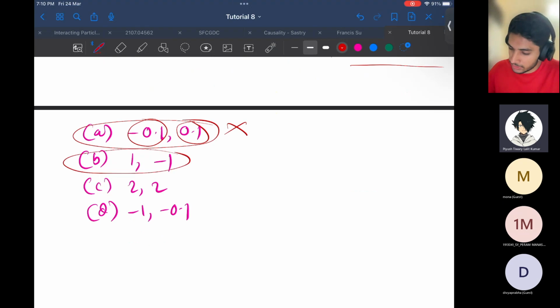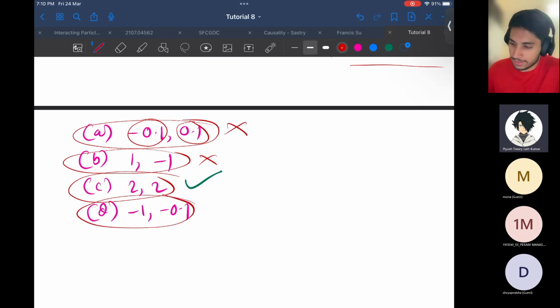Will option B suffice? This will also not suffice because one is positive, another is negative. Will option C suffice? Well, this will work, because both of them are positive. So this is possible. I don't care what the value is, but both of them should have the same sign. Is D possible? This is again possible, because both of them are negative this time, so this will also work. The sign should be the same, that is all I need. So C and D will be the correct options.